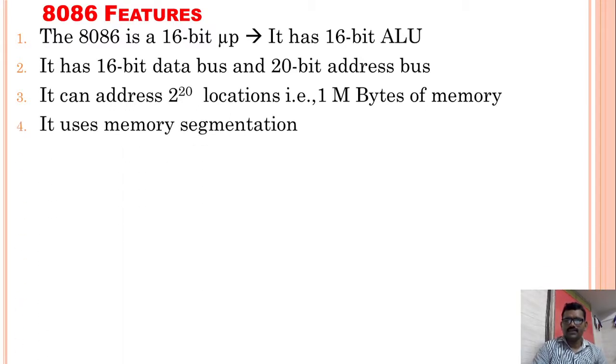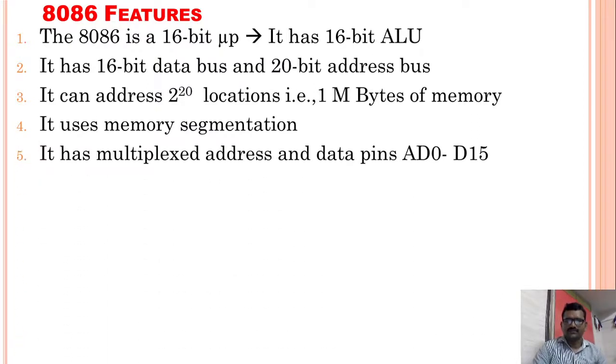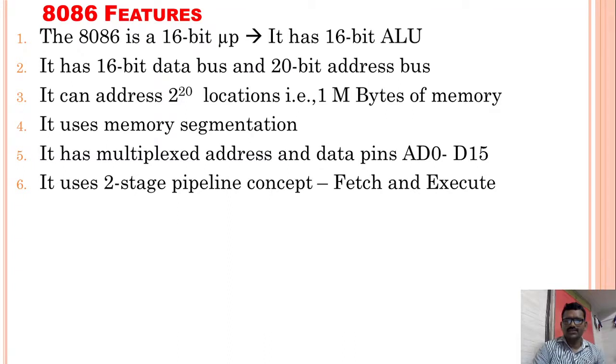Next, it uses the memory segmentation concept. In memory segmentation, the total 1 MB memory is divided into fixed-size segments. With the help of memory segmentation, the microprocessor can access the memory easily and fast. And it has multiplexed address and data pins AD0 to AD15. With this, the number of pins per IC will be reduced, and it uses two-stage pipelining.